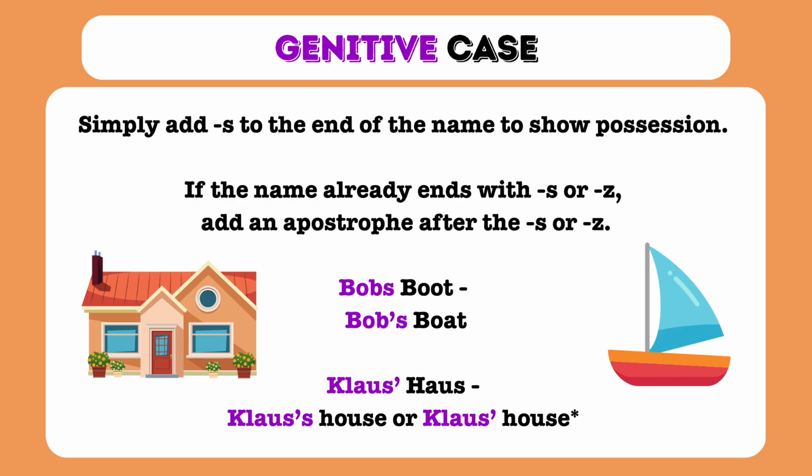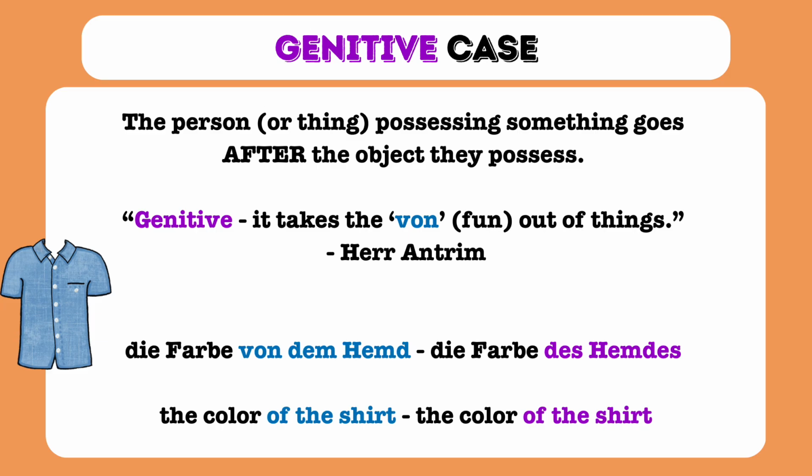I personally like the one with the extra S, but that's just my personal preference. You could say Klaus Haus or Klaus's house. Either way works just fine. Bob's boat, Klaus Haus. You may have learned in German class at some point that you can use von, which is a preposition that uses the dative case, and you can use this to show possession, and while this is technically true, it isn't the preferred version of how to use a possessive in German.